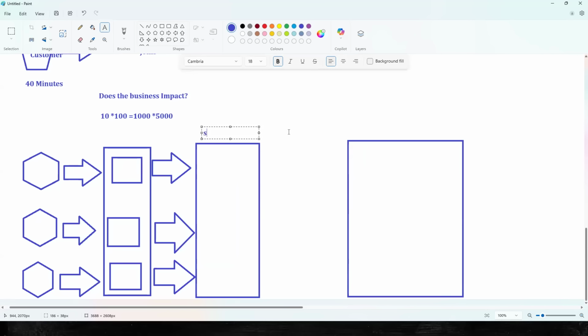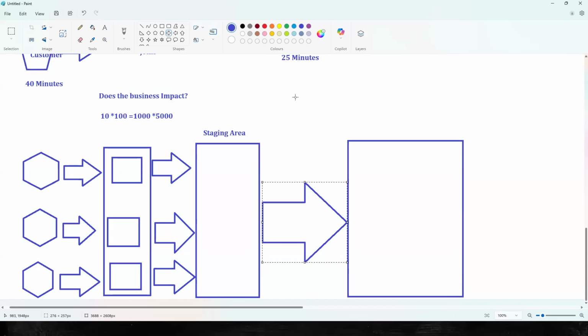Sir, what is the staging area? What is the importance of it? Everybody knows it. The staging area is a temporary area where you keep the source copy of the data. Now you understand it, right? From here, what are you going to do? What are you going to do, everyone?